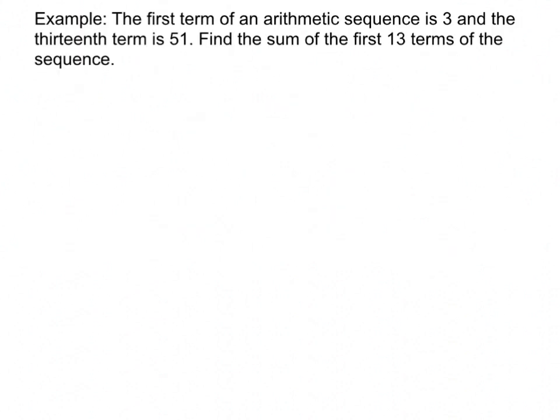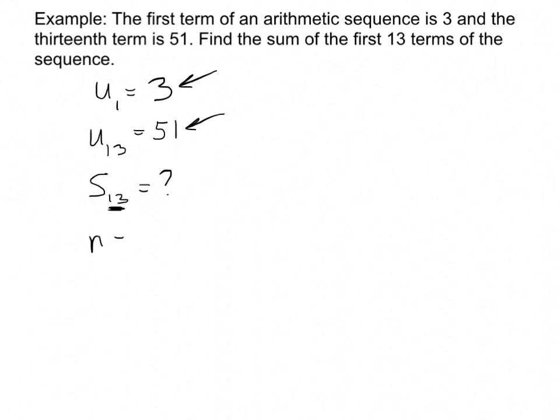So this first example: the first term of an arithmetic sequence is 3. In other words, u1 is 3. And the 13th term is 51. That means u13 is 51. And they're asking us to find the sum of the first 13 terms of the sequence. So they basically want us to find S13. Well, in this case, we have a first term, we have a last term, and because they want S13, we basically know that n has to be 13. Because those are the pieces of information we have, it makes the most sense for us to use the first formula.